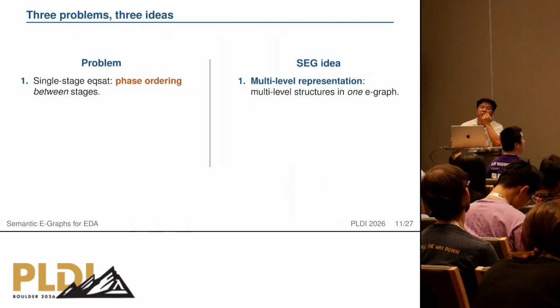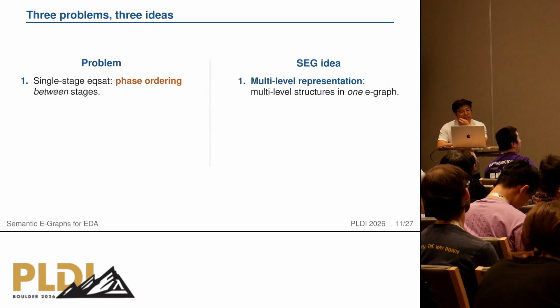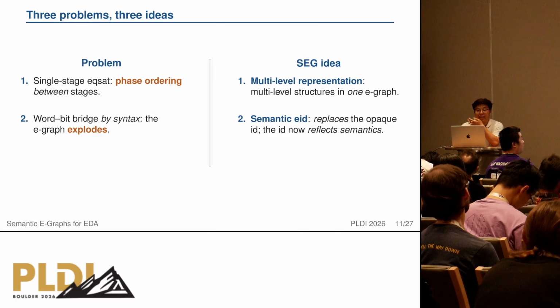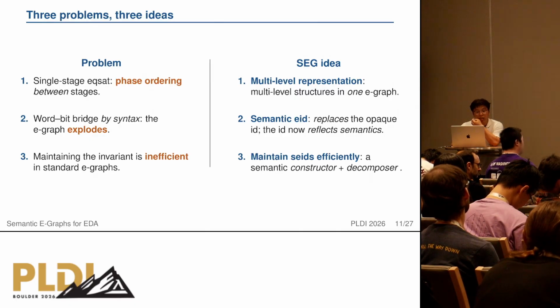And so there are 3 problems, and we have 3 ideas. In order to deal with the phase ordering issue, we bring the multi-level representation, and in order to deal with the direct syntax bridge explode issue, we introduce the semantic EID, which replaces the opaque EID and reflects the semantic value of the E-class. And in order to maintain the invariant efficiently, we have some operators like semantic constructor and decomposer to make this happen.